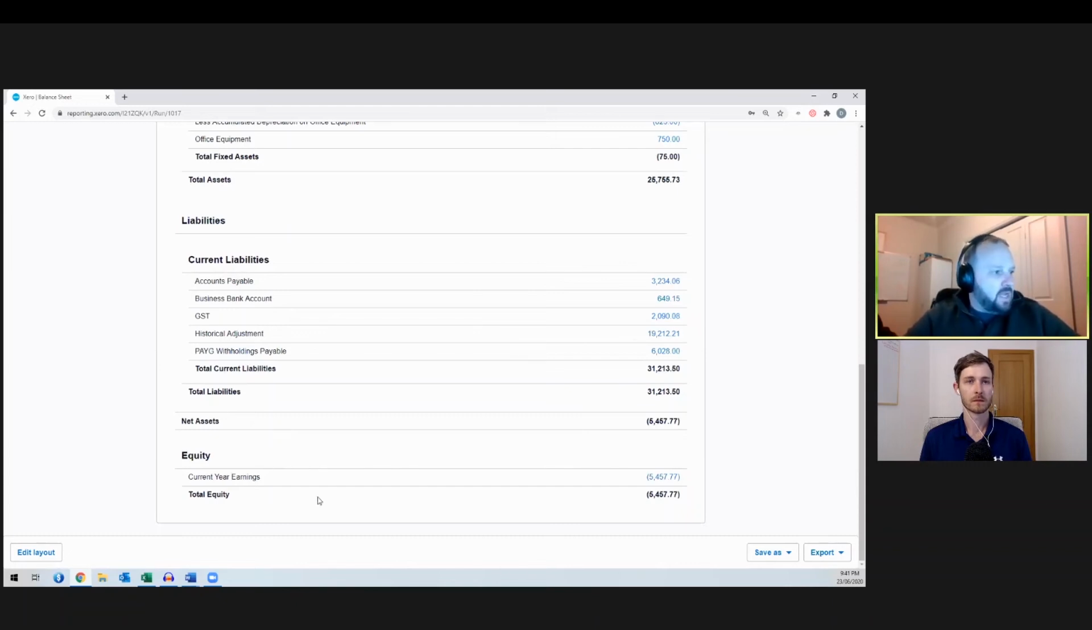And then equity, this is where your income goes when it gets transferred from the profit and loss, basically. So that's probably neither here nor there for anyone. Net asset position, that's what I give as the takeaway.